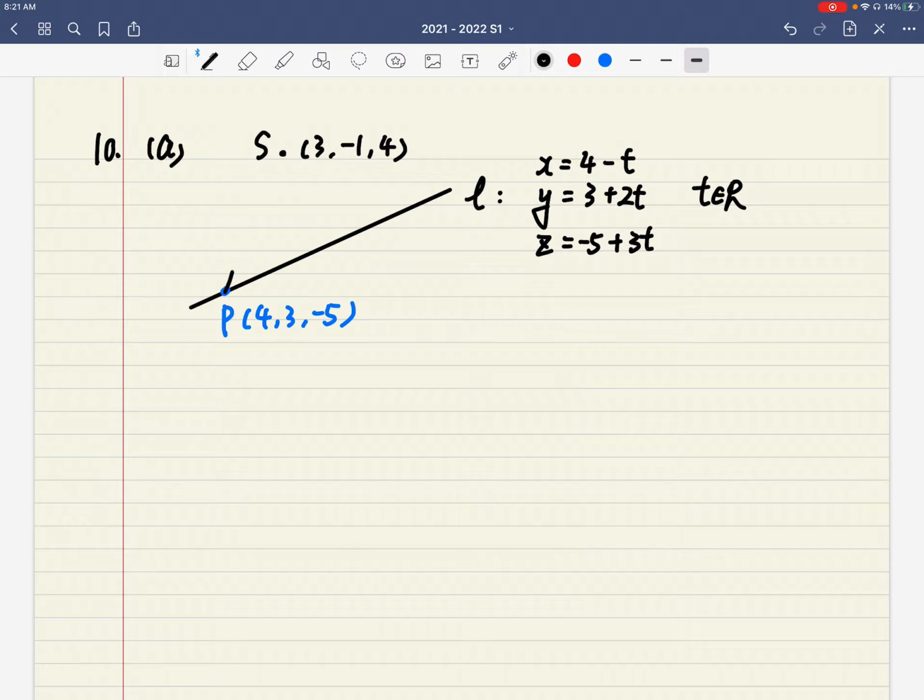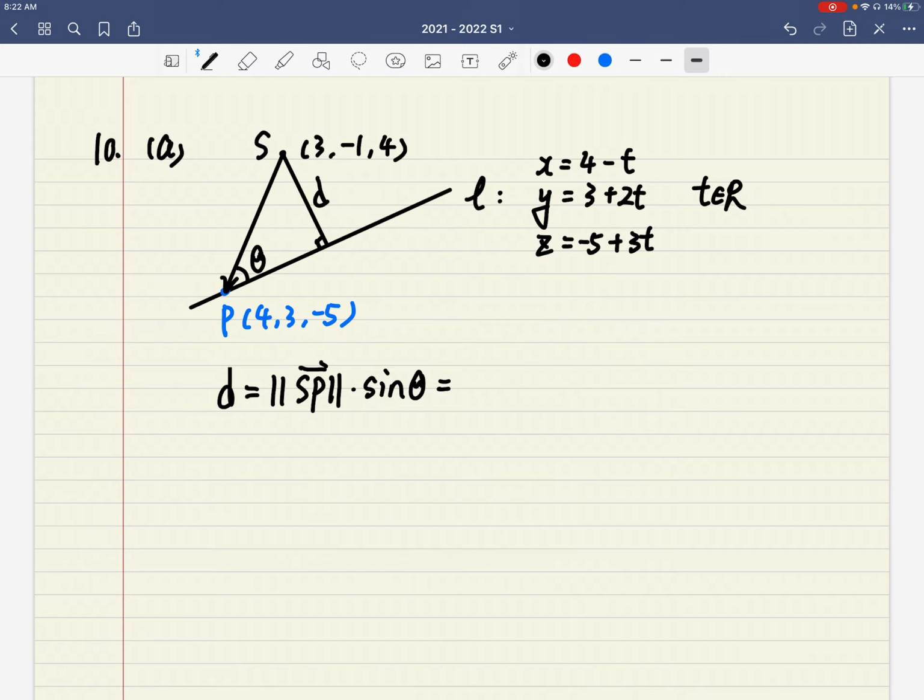Then you can construct this right triangle. This is the distance you want to know. Let's say you treat SP as a vector. So this is vector SP, and the distance is the length of vector SP times sine theta.